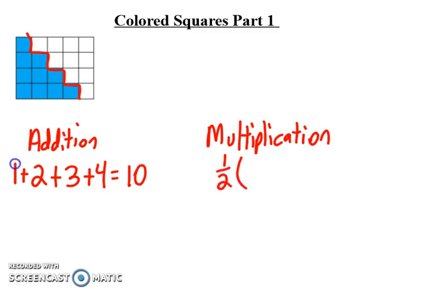Well, what size is my rectangle? It's 4 rows by 5 columns. And if I think about, well, how much is that? Well, half of 4 is 2, and 2 times 5 is 10. So I can either say 1 from the first row plus 2 from the second row plus 3 from the third row plus 4 from the fourth row, or I could say 1/2 times the rectangle, which is a 4 by 5 rectangle. Let's look at the next one then.